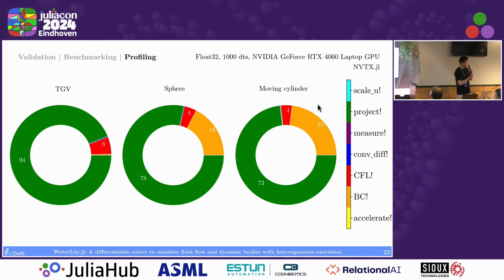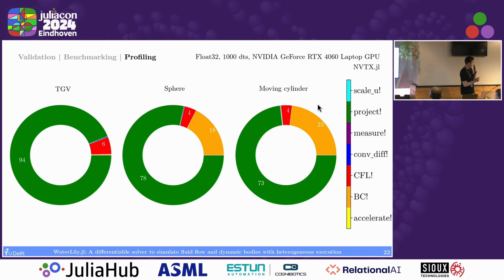Here we have the big one. Project is the pressure Poisson solver. We need to solve the Poisson equation, and this is the most expensive part of our solver in all of the cases. It's very expensive because the test, as you can see, is single precision on my laptop GPU, and the problem of these linear solvers is that the reductions are quite expensive, and we've not optimized those yet. So this takes a lot of time, but this bottleneck is now identified, and we can target it to improve the algorithm.